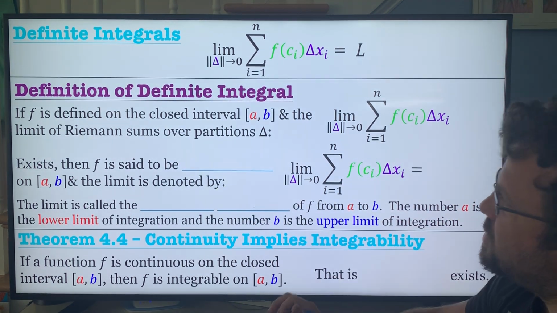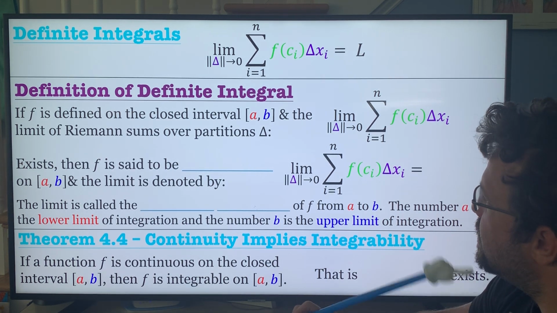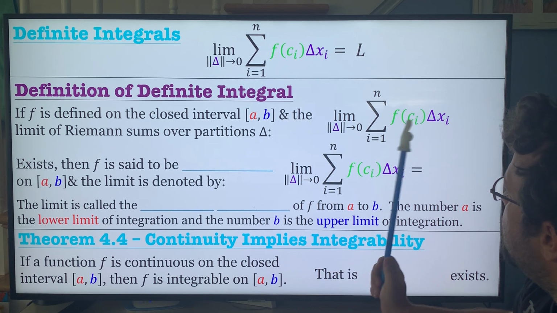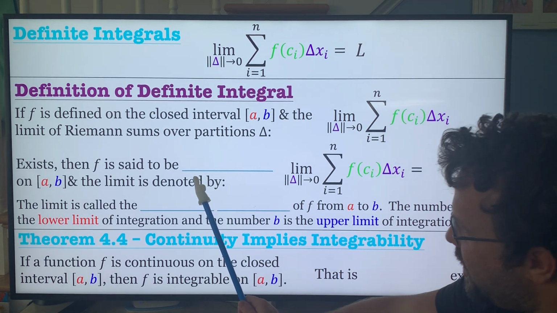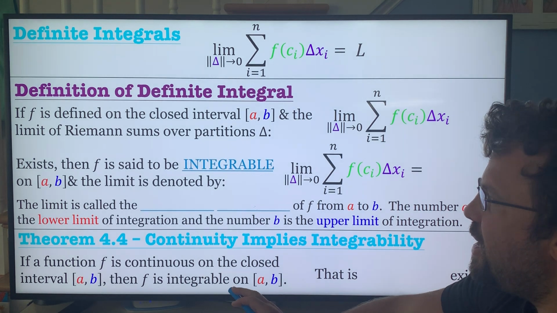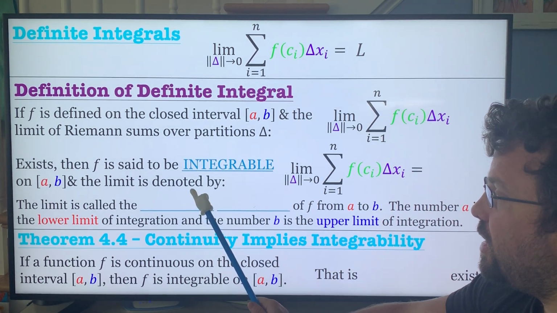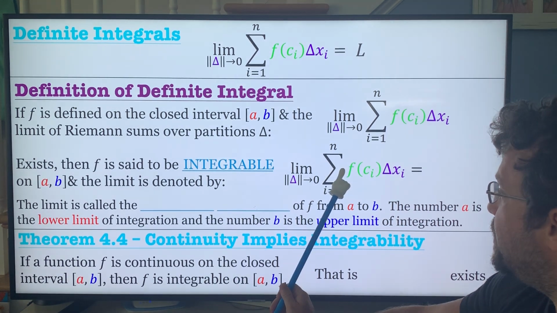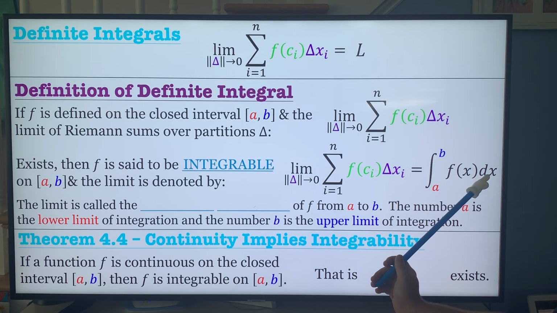So here's how it works. F is defined on the closed interval a, b, and the limit of the Riemann sums over the partition delta. So we just already discussed this formula. Now what it says is it exists. So F is said to be integrable. That means you can integrate it on a, b, and the limit is denoted by this equation right here, which is the same as the integral from a to b of f of x dx.